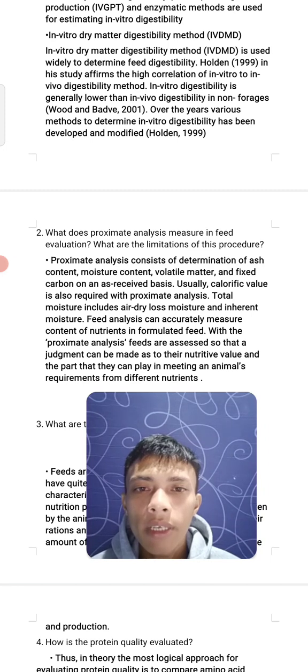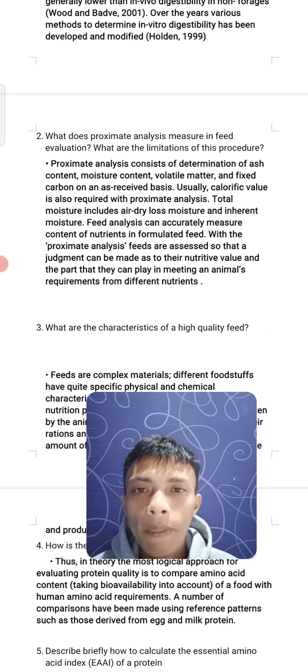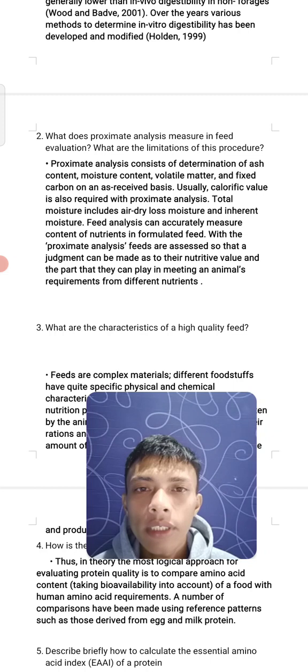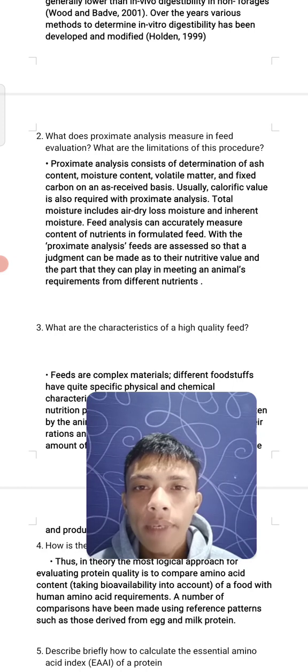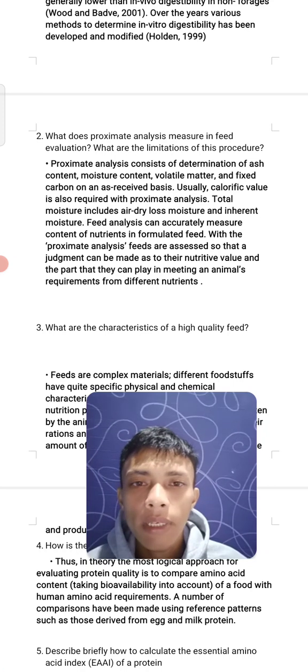Number 2 question. What does proximate analysis measure in feed evaluations? And what are the limitations of these procedures? Proximate analysis consists of determination of ash content, moisture content, volatile matter, and fixed carbon on an as-received basis. Usually, calorific value is also required with proximate analysis.